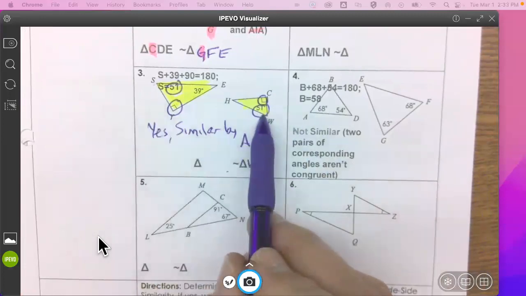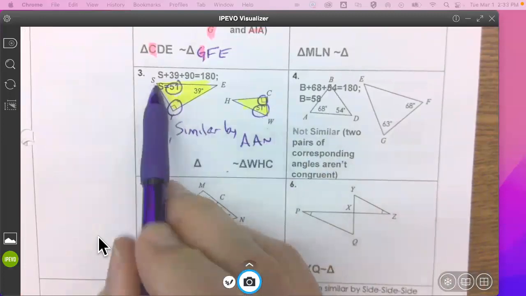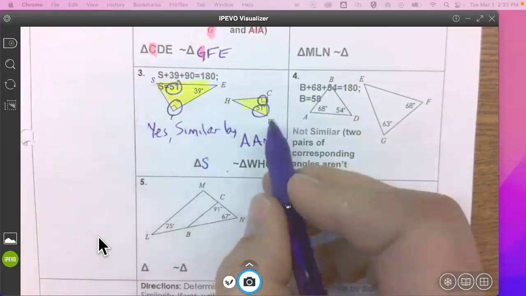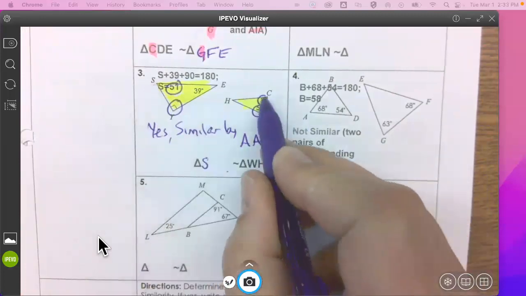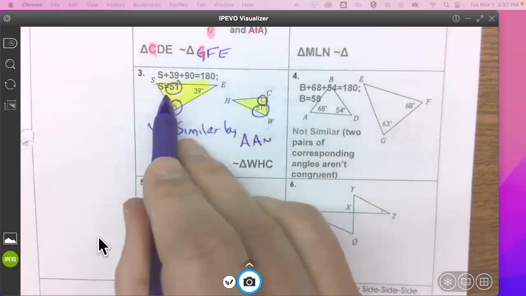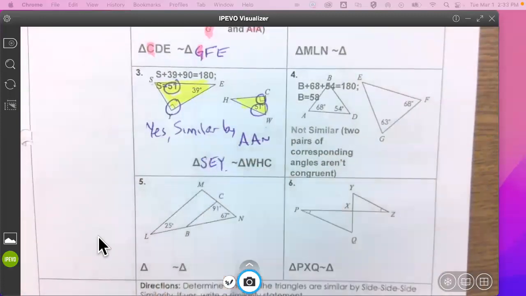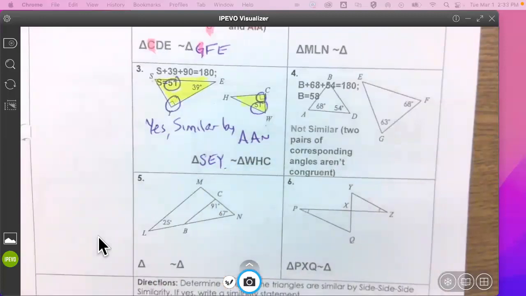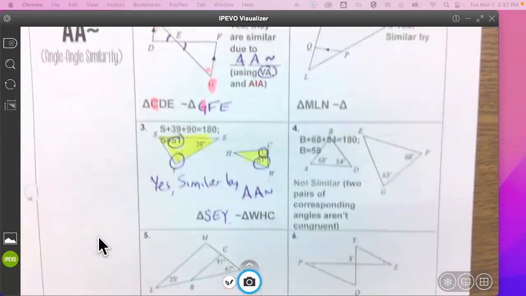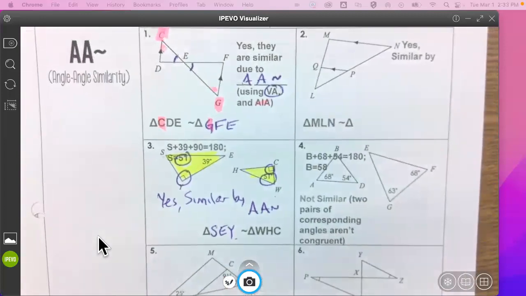Good. 51 degrees is where I'm starting for W, and that's my S. And then I'm going to go to not the right angle. So I'd go to not the right angle, and then finish on the right angle. Any questions on using angle similarity to validate that triangles are similar?